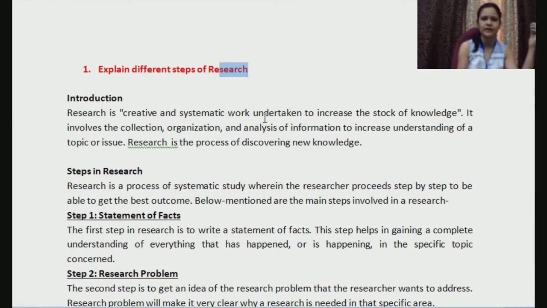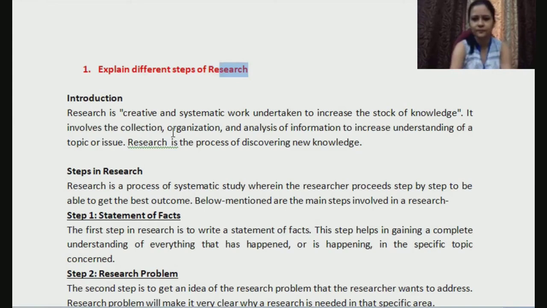You need to first of all decide what you want to research on. Then you need to accordingly look for relevant books, articles. Then you can invest your time there. So it means it's creative and systematic work that you undertake. Why? Just in order to increase the stock of knowledge that you have. And this applies in any field, you name it. In any field, there would be research going on.